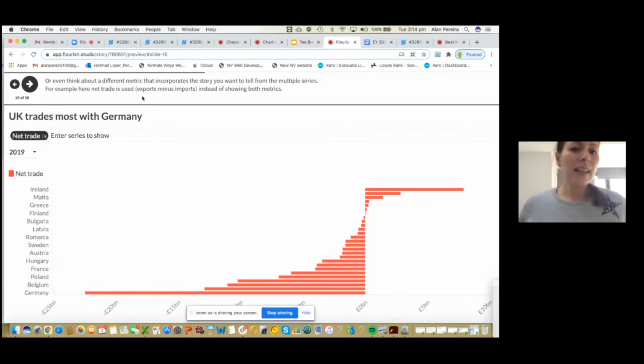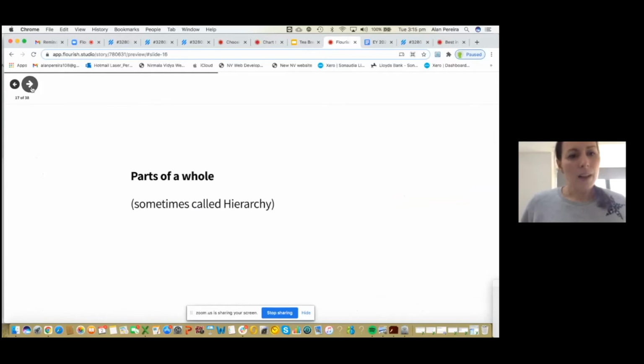So here, instead of plotting both exports and imports, I'm just plotting net trade, which is the difference between them. And this might tell a completely different story, where actually your net trade is greatest with Ireland and Germany. You're actually importing much more than you're exporting. So this is just a reminder to always think about the metrics that you're using. Are they backing up the story you're trying to tell, and then choosing the right chart type to display this information? Okay, so that was a whistle-stop tour through size and magnitude.